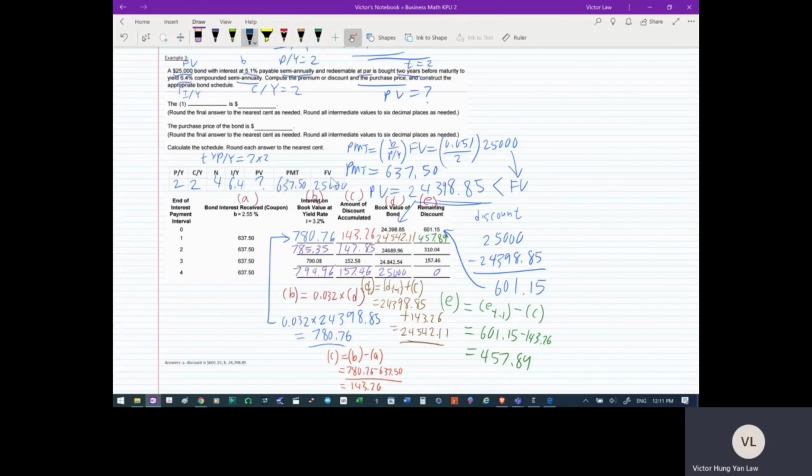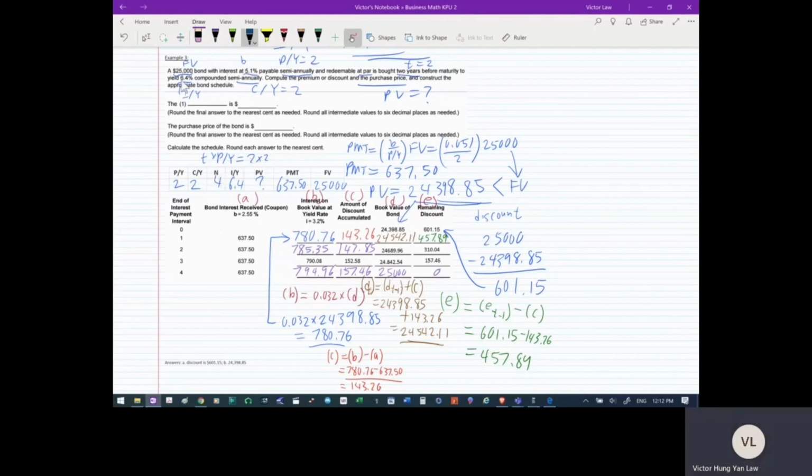Both PMT and future value are positive. They're in the same direction. We're receiving both of these cash flows. The next number that we see is 2 years, so T is 2 years. Since PY is 2 because it's payable semi-annually, we can calculate the number of periods, N equals T times PY. So 2 years times 2, then we have N equals 4.